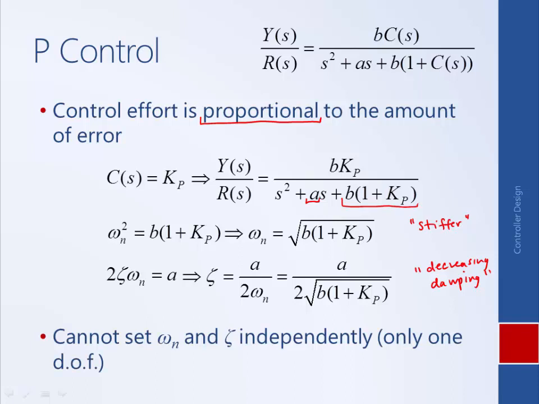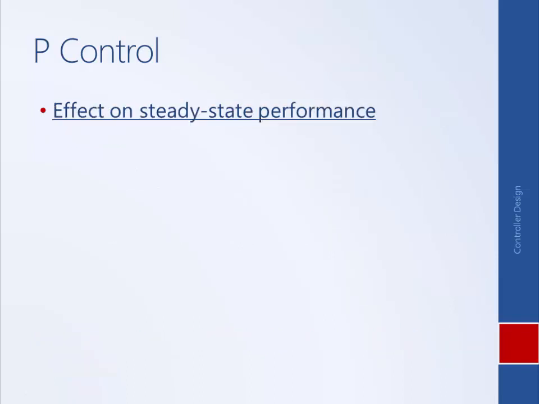Another thing that you'll notice is the fact that we have only one parameter, Kp, so we cannot set omega n and zeta independently. So if we choose Kp to give us some desired omega n, then we're going to end up with a specific zeta, which maybe is not the one that we want. So we only have one parameter, one knob to tune, so we can't set all of the parameters of a second order system independently. So that gives some intuition about the effect of P control on transient performance.